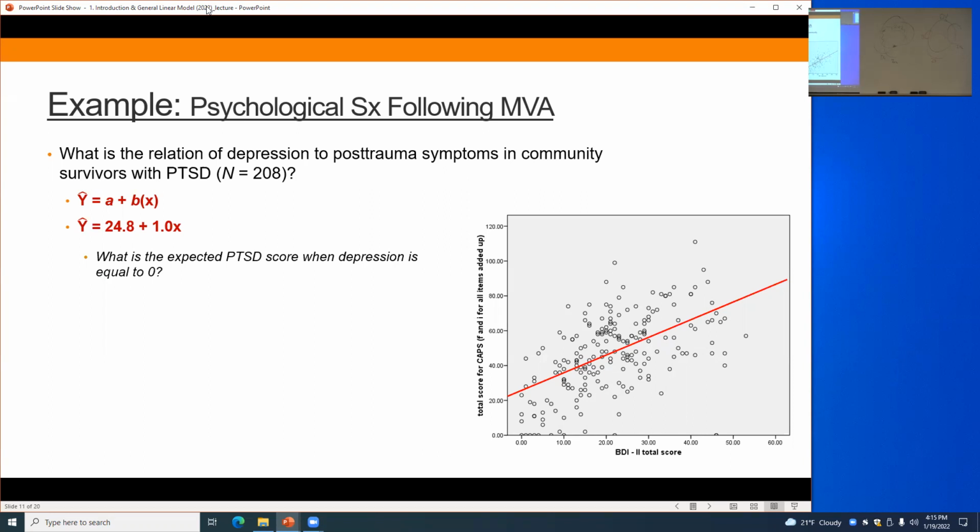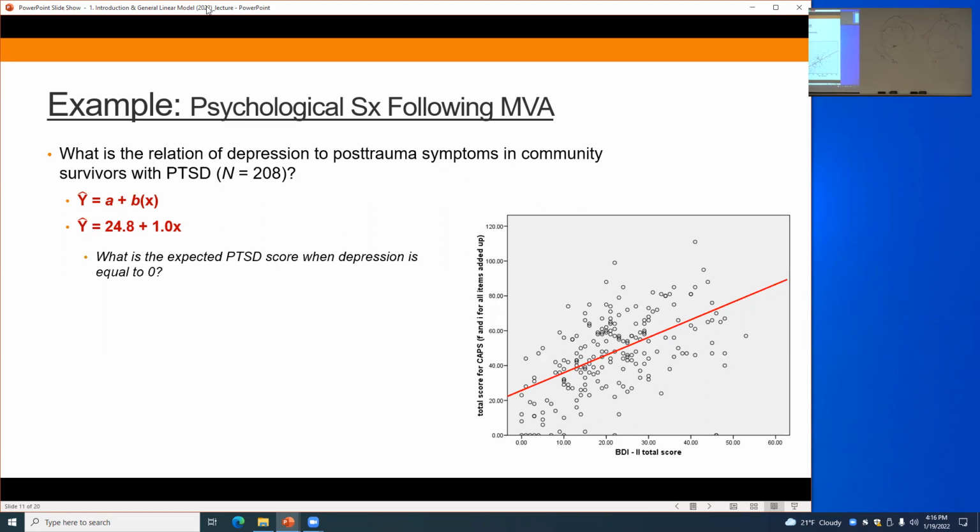So Matt, what's my expected PTSD score when depression is equal to 0? Depression is my X, PTSD is my Y. So it'd be equal to A. Equal to A. And what is A? 24.8. 24.8, right? Based on my model, for people who score 0 on depression, I'm expecting their PTSD score to be 24.8, right?